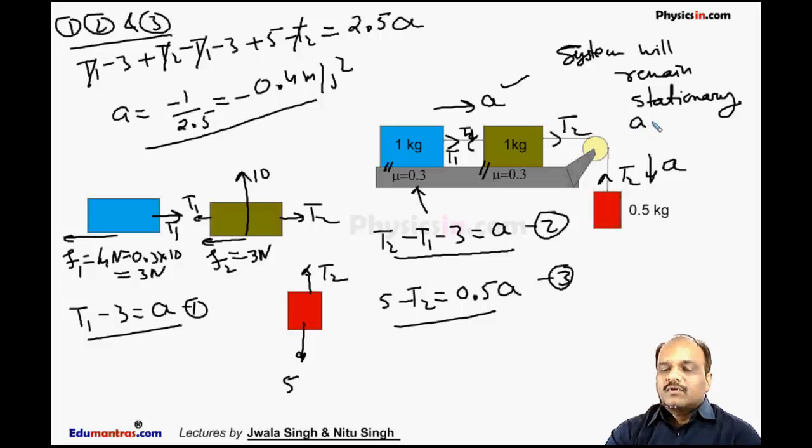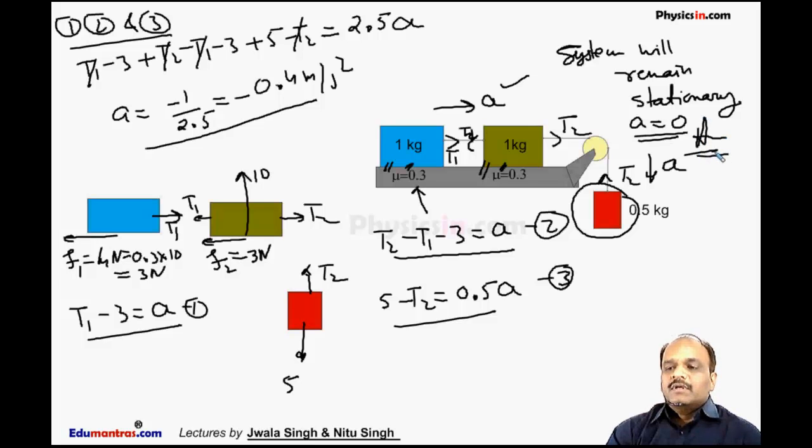Means A of all the blocks is 0 and the friction between them is static in nature, and we know the accelerating force is only the weight of this block, and the maximum value of this T2 is only 5 Newton. So the accelerating force is 5 Newton, whereas the retarding force is 6 Newton. It means this friction is only 5 Newton. Sum of this friction and this friction is only 5 Newton, and these two blocks will remain stationary. So the answer is A and B blocks will remain stationary.